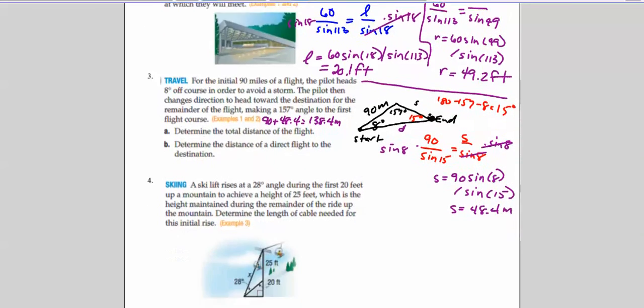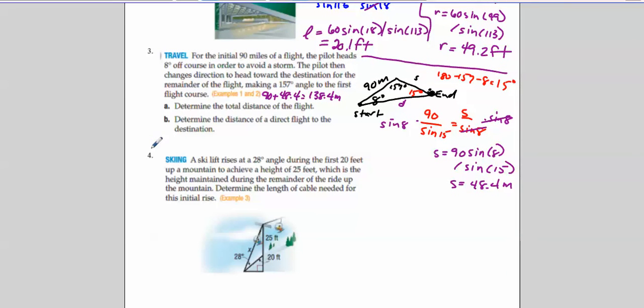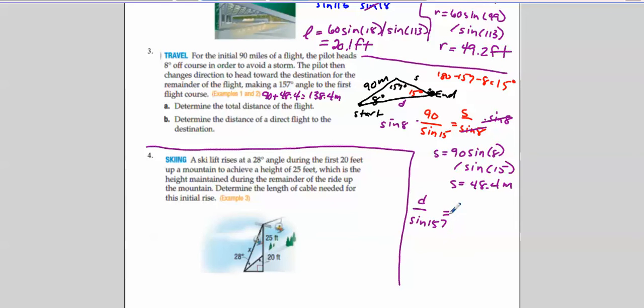So the direct flight is over here, and we can use a different variable for that one. Let's just use a lowercase d for distance. So now, and notice we're still working on problem 3, we're trying to find d, and you can set that over the sine of 157. And let's use your original information if you can. So that would be 90 miles over the sine of 15.